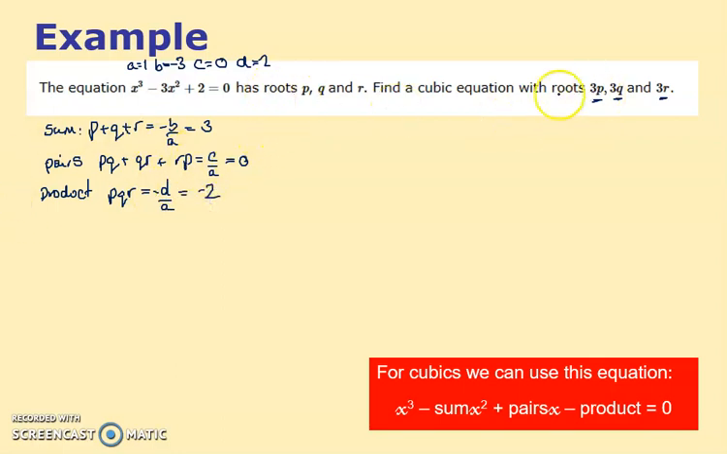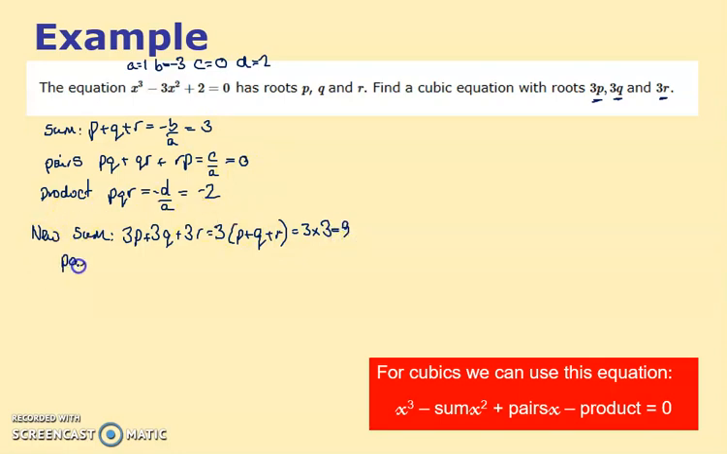Now, I've got to go over here and say, well, what's the new sum going to be? My new sum is going to be 3p plus 3q plus 3r. So that gives me 3 lots of p plus q plus r. And of course, I know what p plus q plus r is, 3, so this is 3 times 3, which is 9.